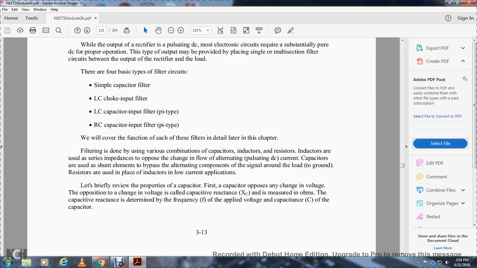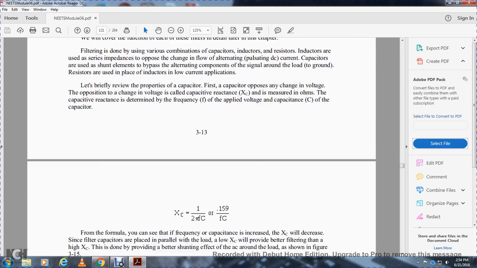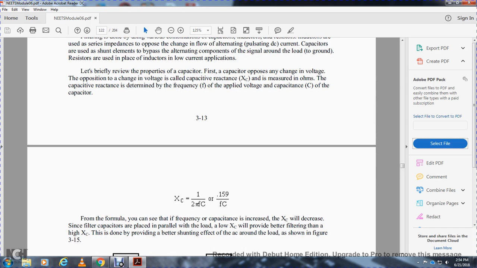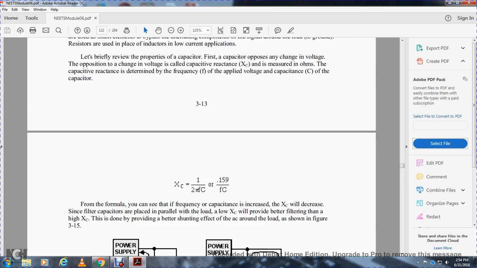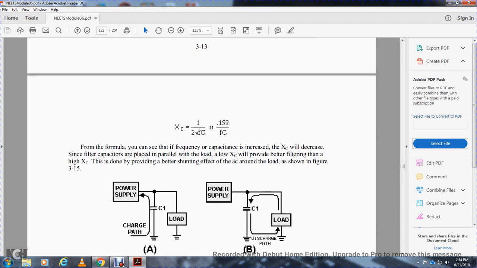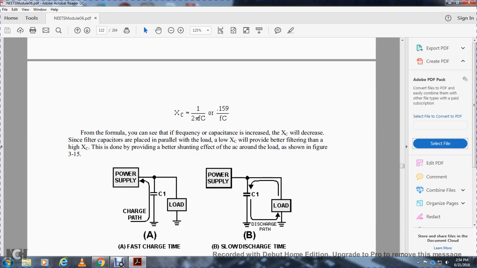Measured in ohms. Thus, the capacitive reactance is determined by the frequency applied with the voltage and the capacitance of the capacitor. So the capacitive reactance is equal to 1 over 2 times pi times the frequency times the capacitance. With a simple formula for the frequency and the capacitance, the capacitive reactance will describe the filter capacitor. The lower the capacitive reactance, the better the filtering, providing a better shunting effect of the AC around the load, as shown in figure 315.